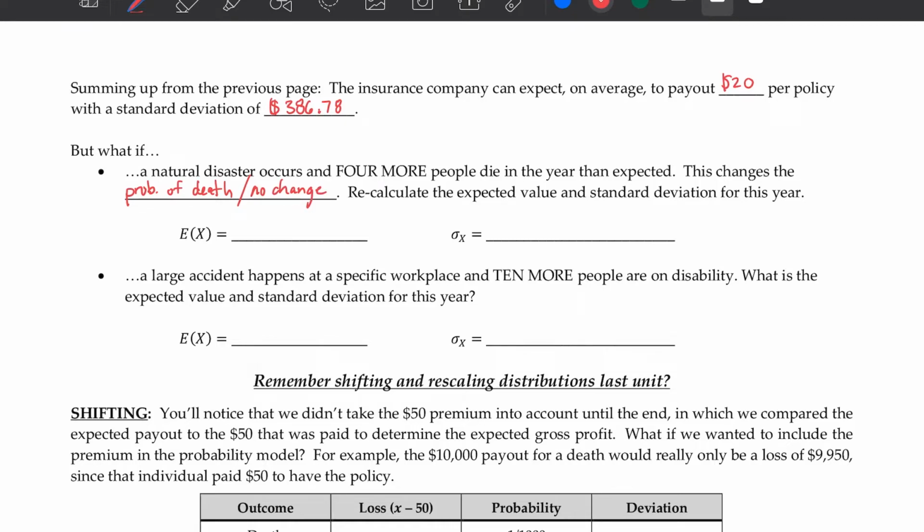So now instead of one person dying, we're going to have 5. And instead of 997 people surviving or not having any change to their health throughout the year, now we're going to have 4 less than that, so 993. So why don't you take a moment to try to come up with the expected value and the standard deviation using your calculator with this new scenario.